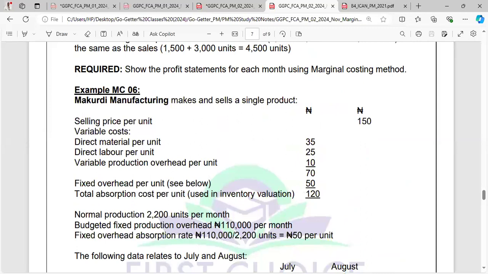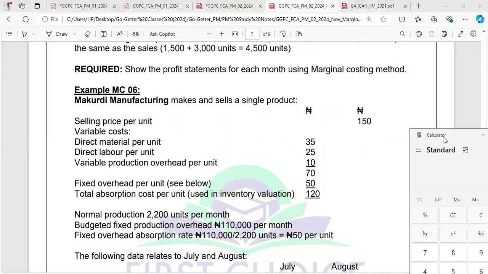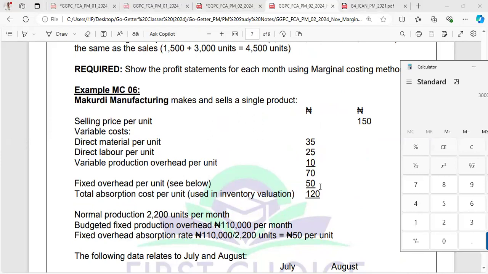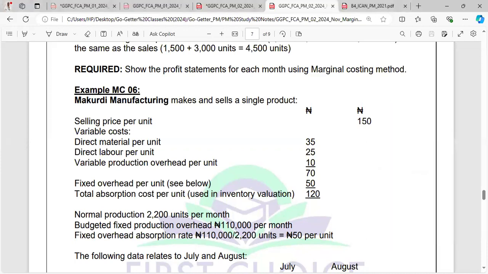So what do we do now? Opening stock. Opening stock is 0 naira. So there is no opening stock for July. So what do we do? Opening stock is 0. We want to get our variable costs. So how do we get our variable costs? Our direct material, direct labor, direct variable production overhead, we have 70 naira per unit.